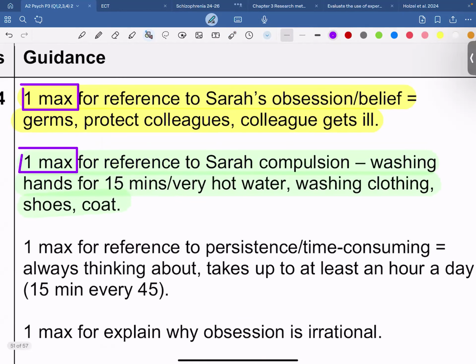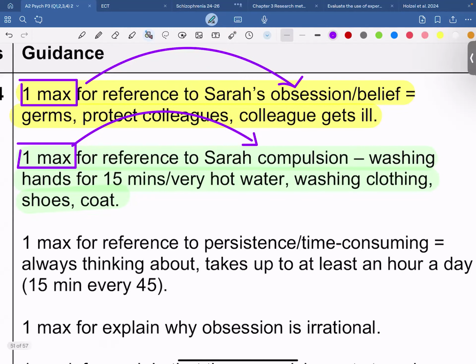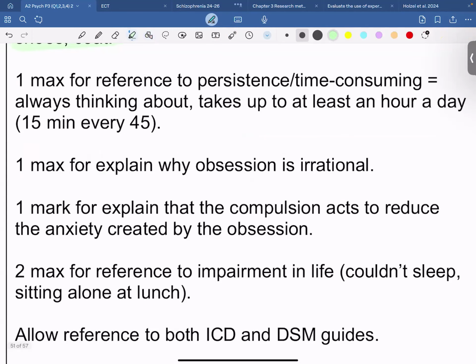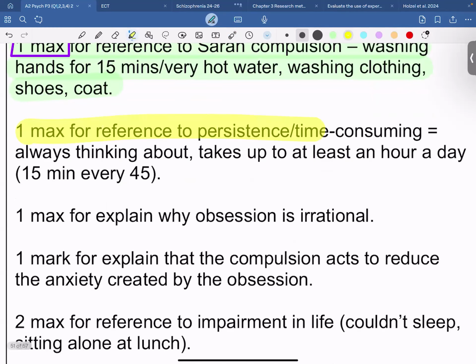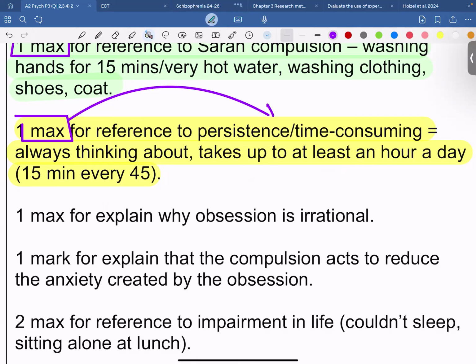Sarah's obsessions, Sarah's compulsions. 1 max for reference to persistence or time consuming, always thinking about, takes up to at least an hour a day, 15 minutes every 45 minutes. Here you go. And at the same time, 1 max for explaining why obsession is irrational.